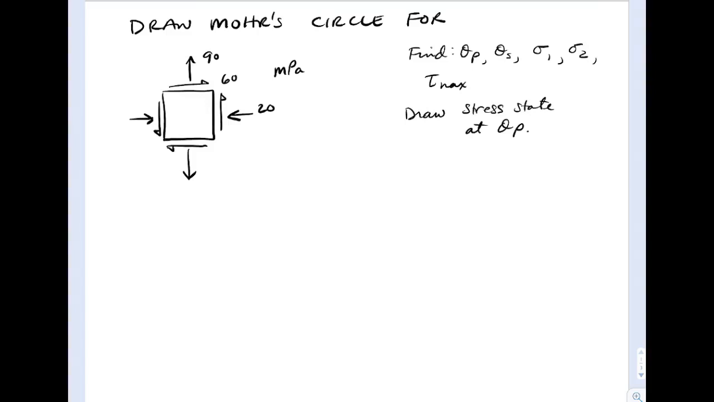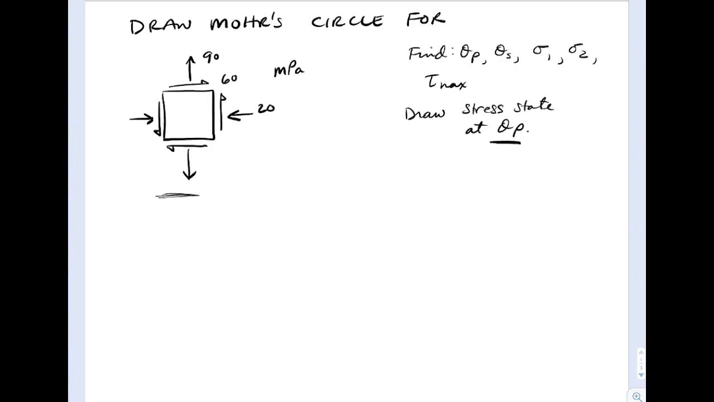Our second stress transformation, we're ready to go. We have a state of stress shown here on a stress block. And we'll end up finding all the angles, all the principal stresses, max shear stress, and we'll end up drawing the rotated or transformed state of stress at principal, so at theta p.